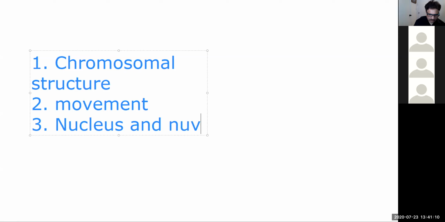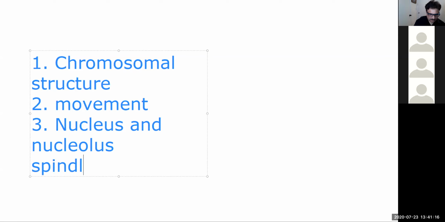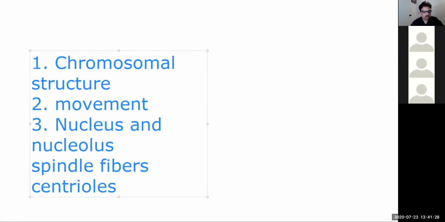and nucleolus, and spindle fibers. Fourth is spindle fibers. And the last one is centrioles, or centrosomes, and movement of centrioles.